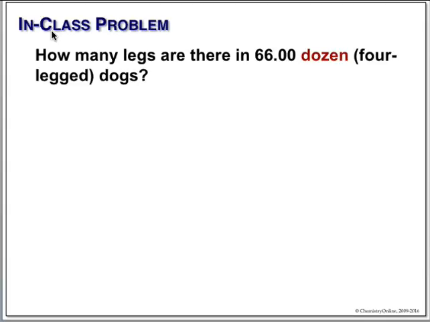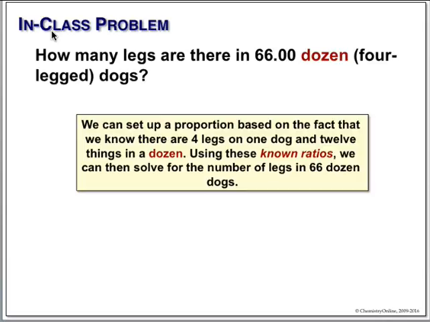Okay? 66 dozen four-legged dogs. How many legs? Well, we would look at this and say, we're going to set up a series of proportions. Our given here is going to be our 66 dozen, and we're going to stick in some ratios. For a dozen, we know that there are 12 things in a dozen, so we'll stick that in there. We know that for every dog, by definition, we have 4 legs.